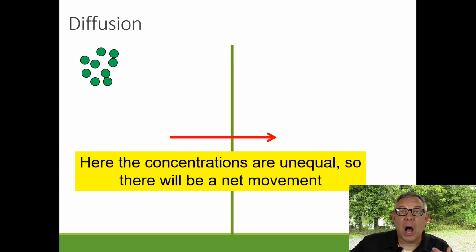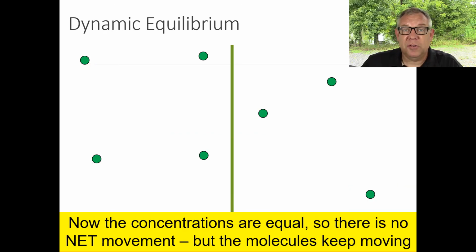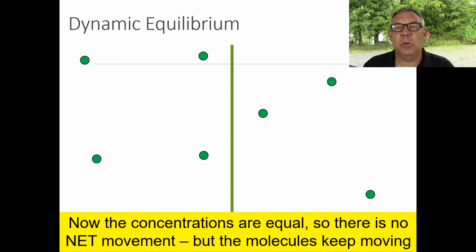And so there's an unequal concentration, so there will be a net movement from left to right. But after a while, they're equal concentration, so there's no net movement. They're still moving in both directions, but it's equal movement in both directions. That's called a dynamic equilibrium. It's an equilibrium. The concentration is no longer changing, but it's dynamic. Dynamic means moving, and it's because they're moving, but they're moving equally in opposite directions.